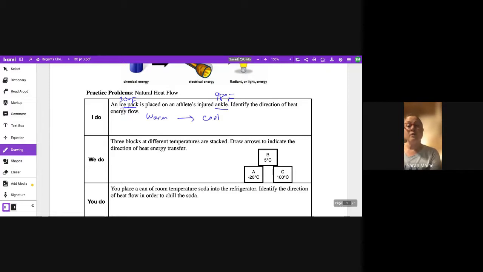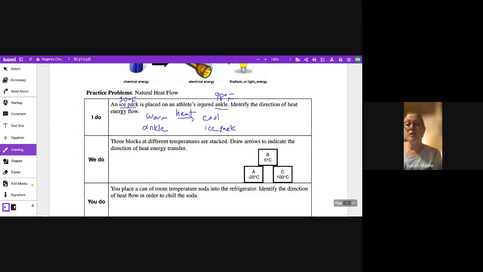So when I think about one material compared to the other material and I compare their temperatures, the person's ankle is much warmer than the ice pack that's going to be placed on it. And so, because of that, the heat transfer occurs from the person's ankle to the ice pack. So this is the direction of the heat flow. And making a little diagram like I did instead of writing out a sentence is perfectly fine to answer a question like this one.